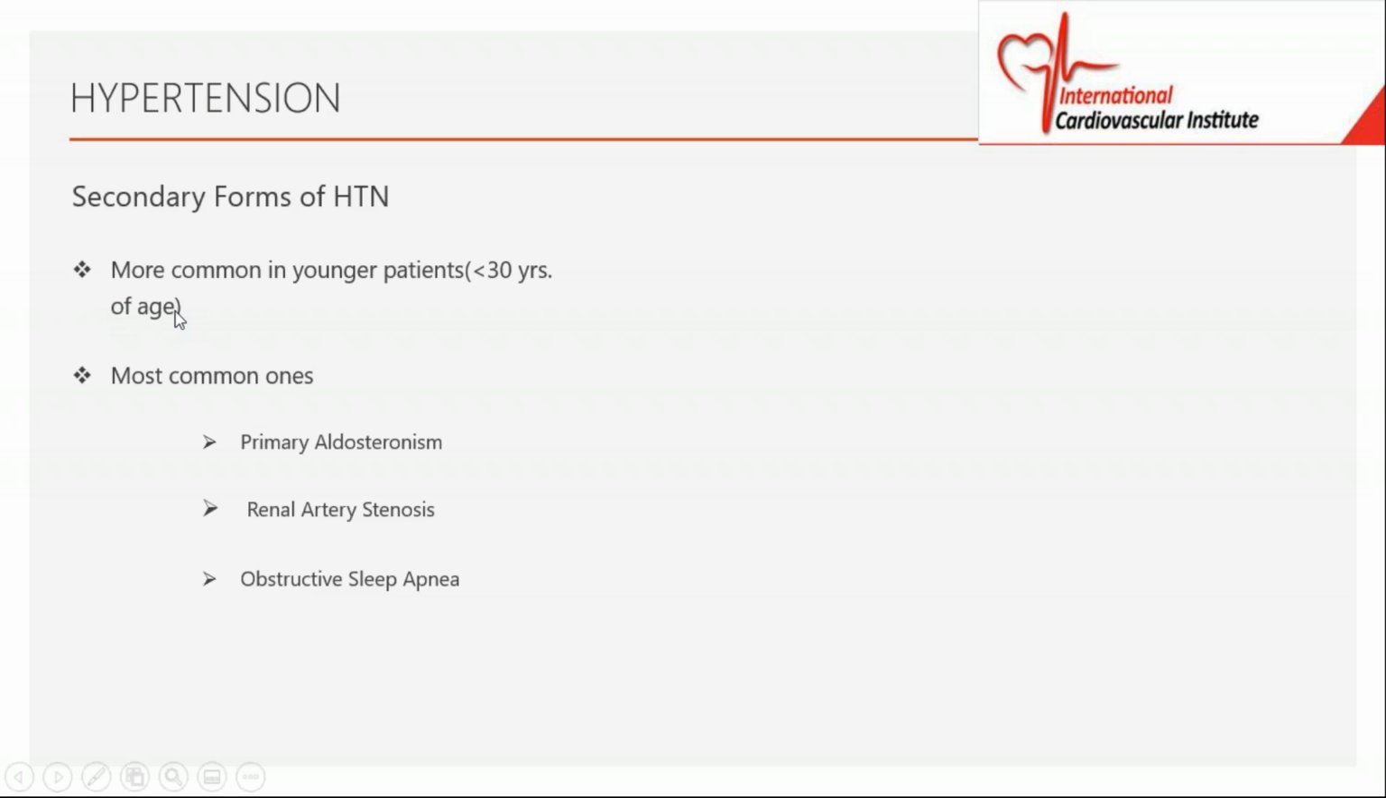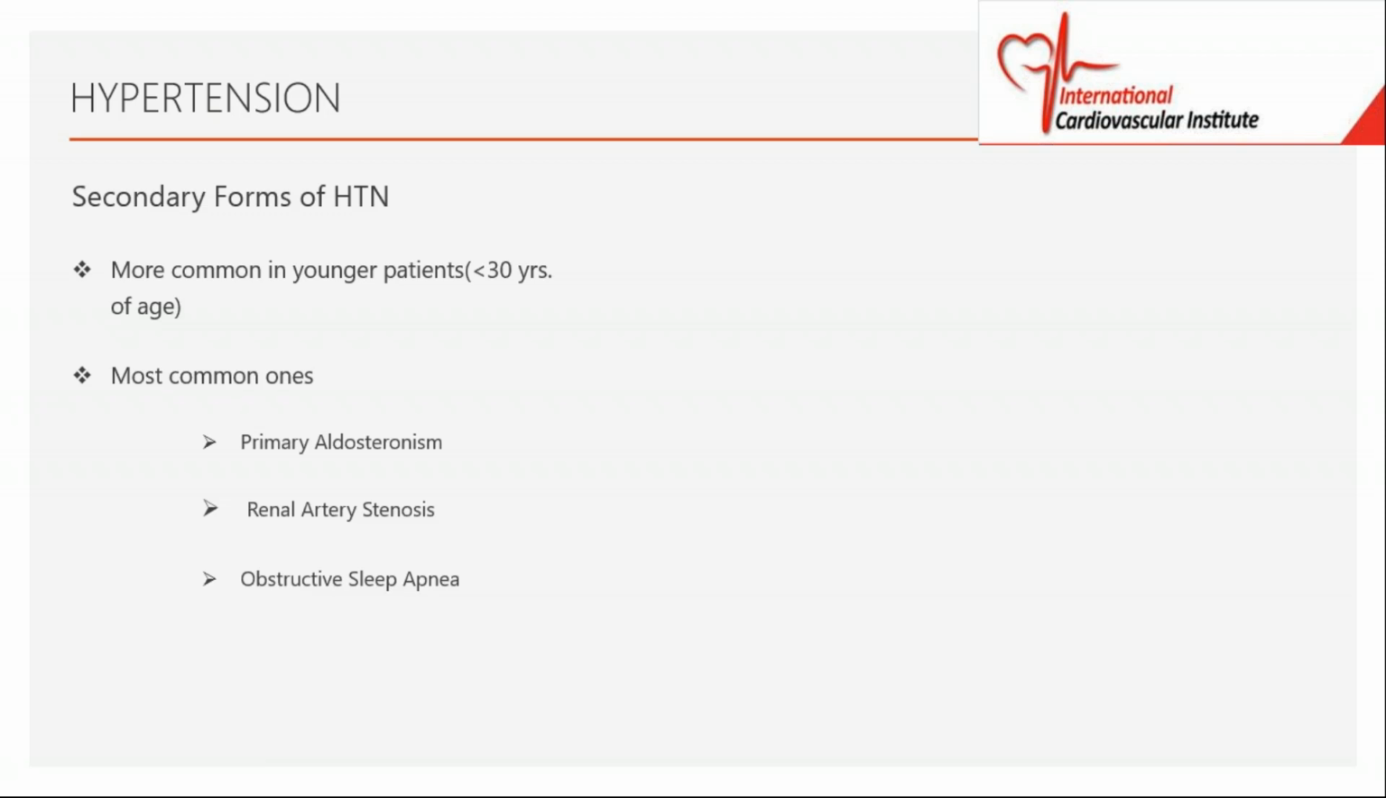There are a lot of secondary causes for hypertension, but the more common ones are primary aldosteronism, renal artery stenosis, and obstructive sleep apnea. People who are doing exams, these are the things that they usually put on. These are the most common causes of secondary hypertension, and you should know how to work these patients up and how to evaluate them.